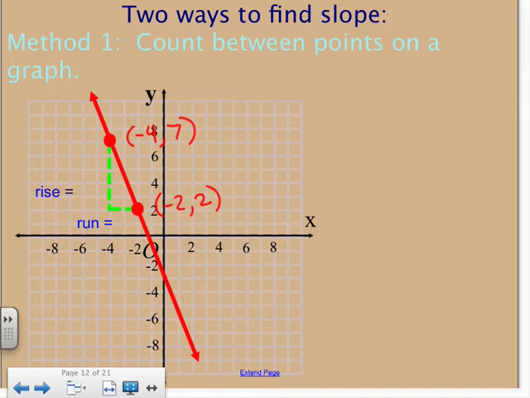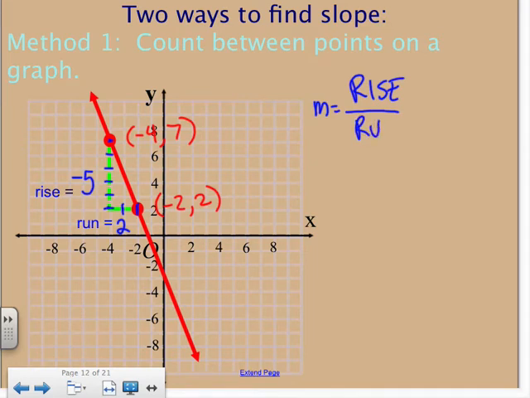So your first method is to just count how much it's changing. How much is the rise changing? How much did the y change? So going from this point right here, it went down 1, 2, 3, 4, 5 places. It went down 5. So I marked that as a -5 for my rise. And the run, so going over, it went over 1, 2 spaces. So it went over 2. So my slope, which is rise over run for this line, is -5 over 2.